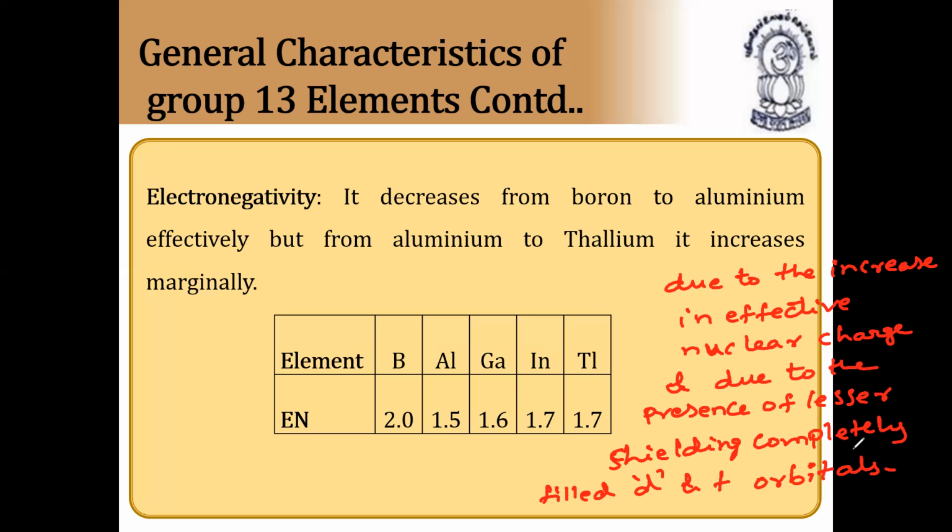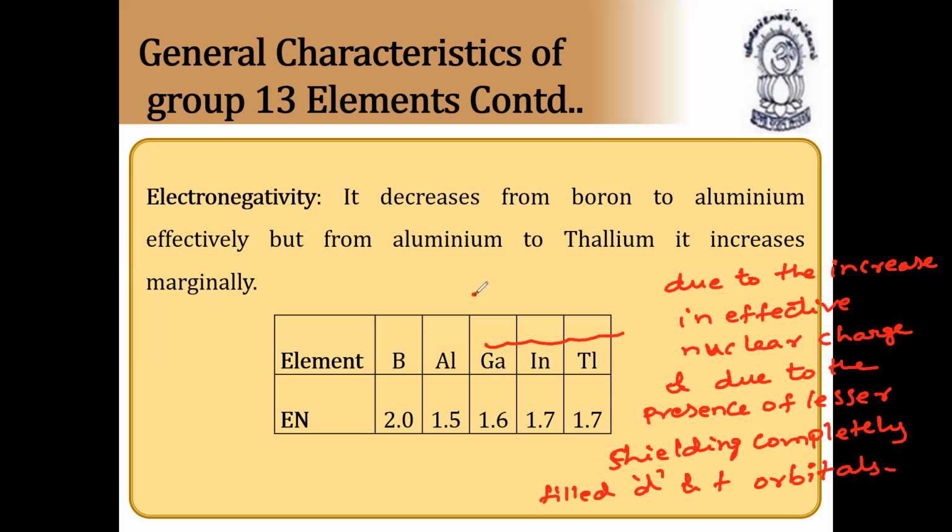Due to the increase in effective nuclear charge and due to the presence of lesser shielding, completely filled d and f orbitals, which are present between the valence shell electrons and the noble gas core, the force of attraction of the nucleus for the valence shell increases, and the electronegativity also increases from aluminium to gallium. Sorry, thallium. So why does the electronegativity increase for gallium, indium, and thallium?